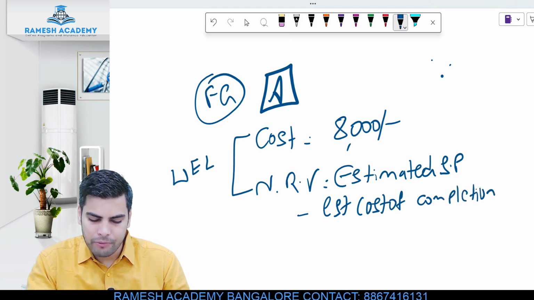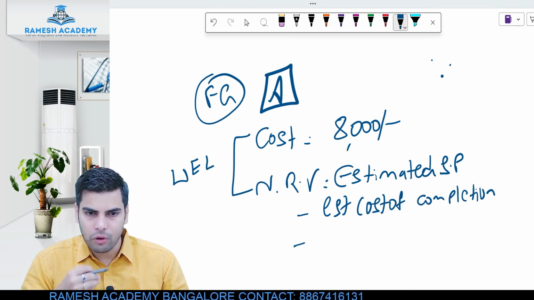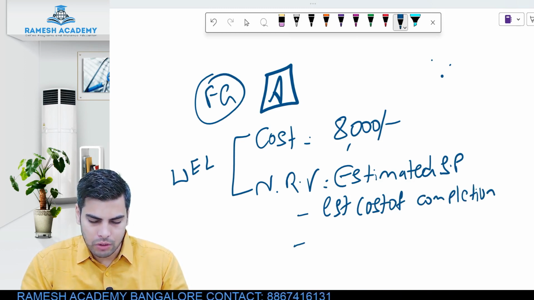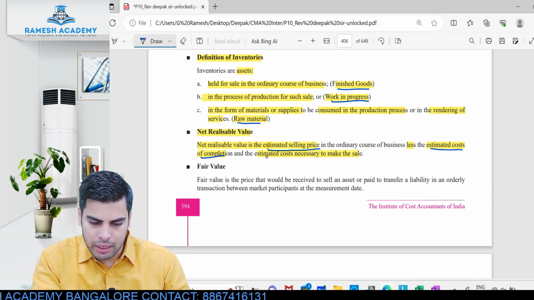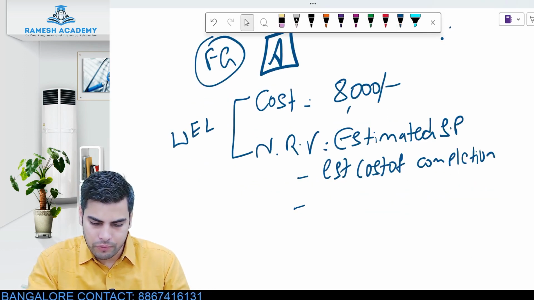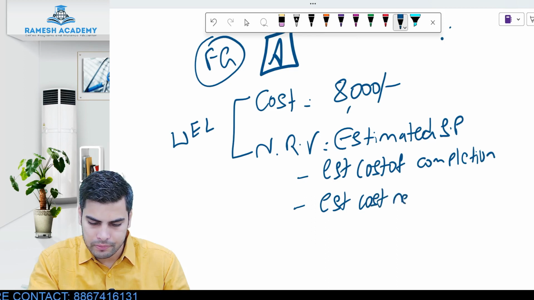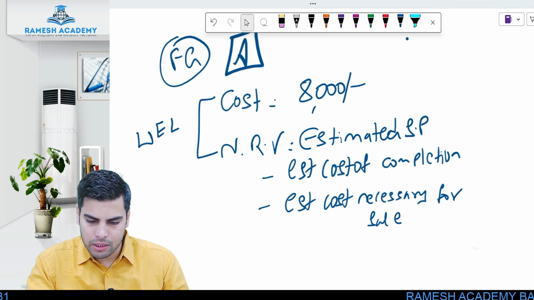Okay, and in the same way you will be deducting any other additional expenditure which is necessary for the purpose of sale. So if you see over here, look at this: less estimated cost of completion and estimated cost which is necessary for the purpose of sale. From this you will just be deducting the estimated cost necessary for sale. Now let me explain this with the help of figures.